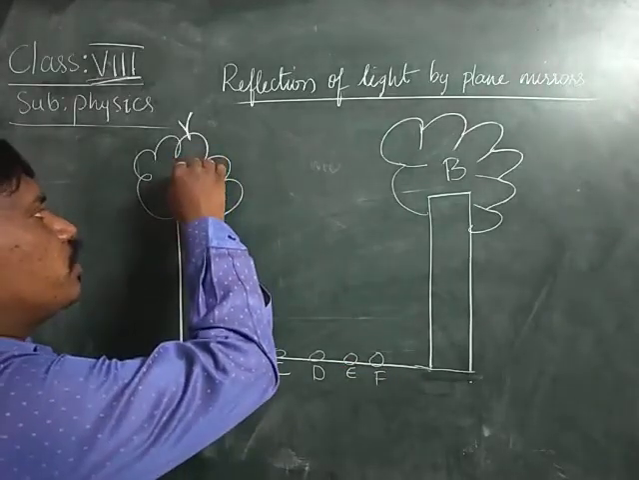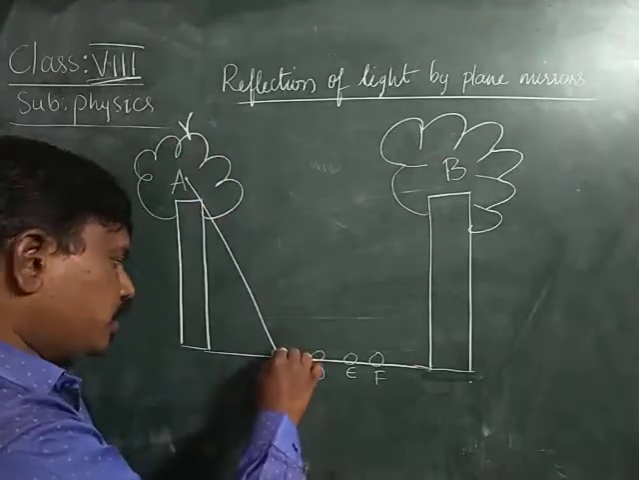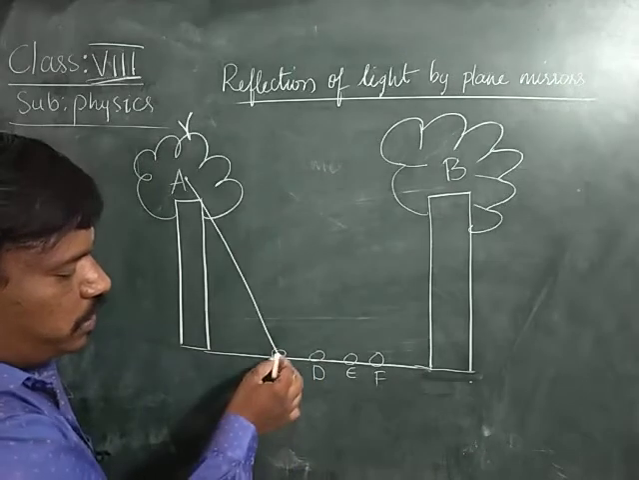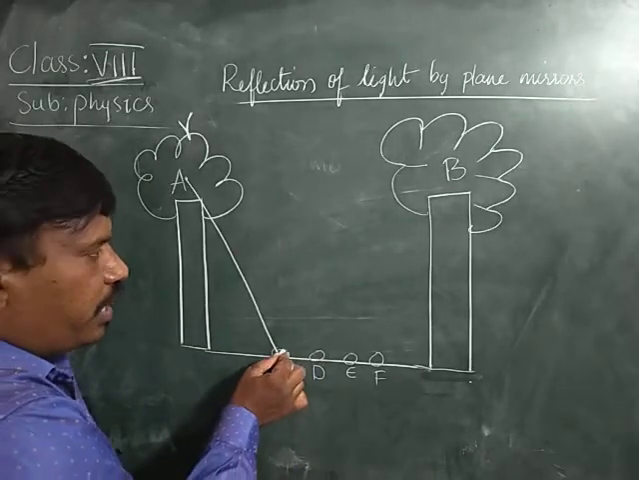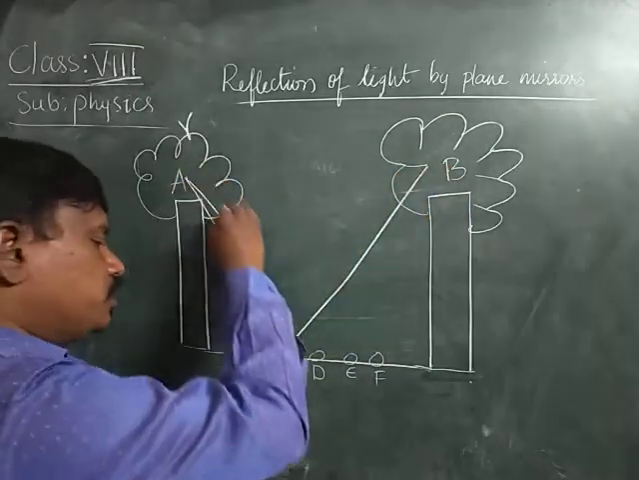Normally, the crow should come from A. It should reach the ground. It should take the grain. It should go back and reach the destination B, like this.